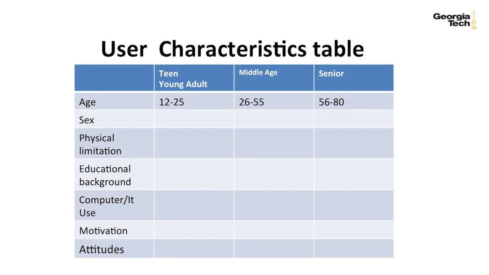Quantitative information includes basic demographics, for example, age, sex, and education, but also a summary of qualitative information such as the user's computer experience or their motivation and attitudes. Thus, we provide a quick summary of all of our data in a simple form factor.